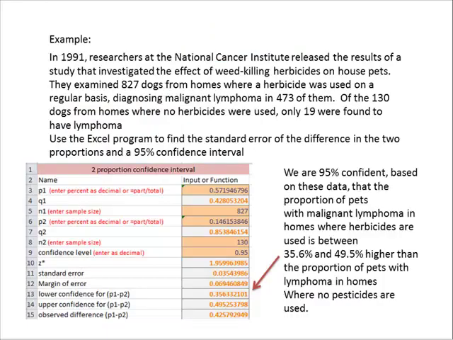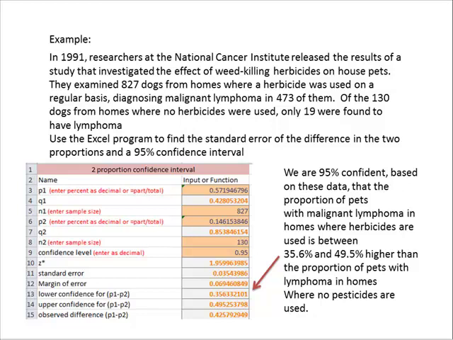Okay, so let's look at an example. In 1991, researchers at the National Cancer Institute released the results of a study that investigated the effect of weed-killing herbicides on house pets. They looked at 827 dogs from homes where a herbicide was used on a regular basis, and they found that there were 473 malignant lymphomas in those pets.